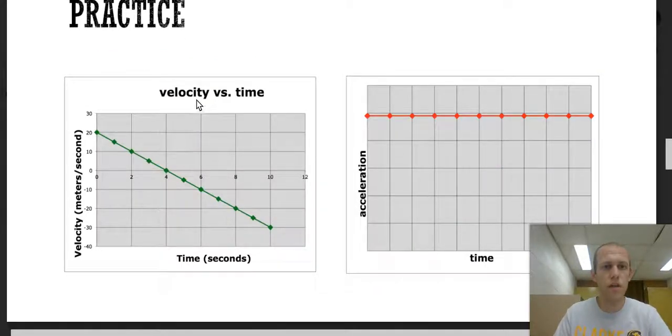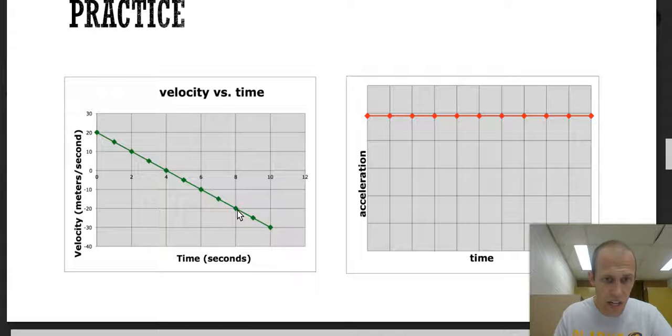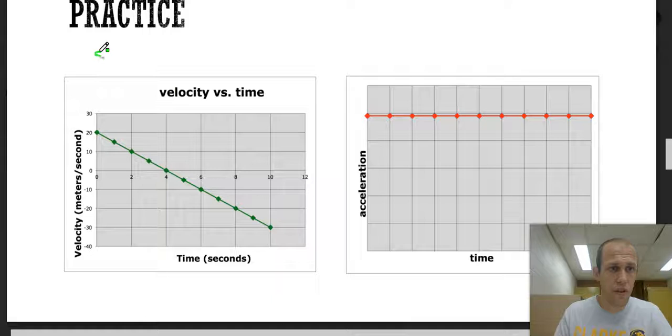All right, here we also have a velocity versus time graph. We're starting at 20 meters per second, then we eventually get down to 10, get down to 0 right here at 4 seconds, and then we start to go negative. So if we're starting at 20 meters per second and go down to 10, that means we're slowing down. So for the first part of this, we are slowing down. Then we eventually hit 0. So we're not moving, so we're stopped.